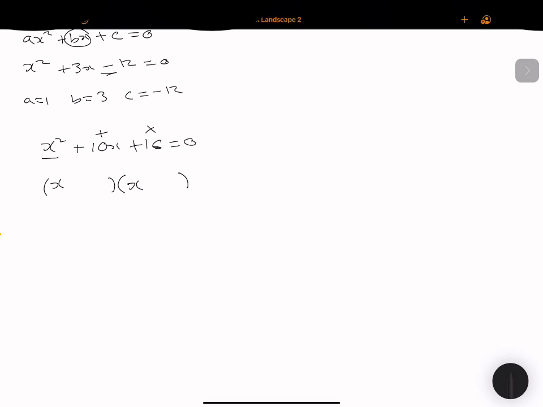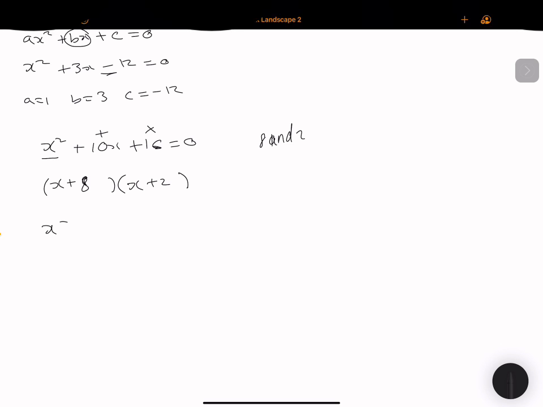Okay, so what adds to make that and times to make that? 8 and 2. So it's going to be plus 8 and plus 2. Okay, let's do another example.